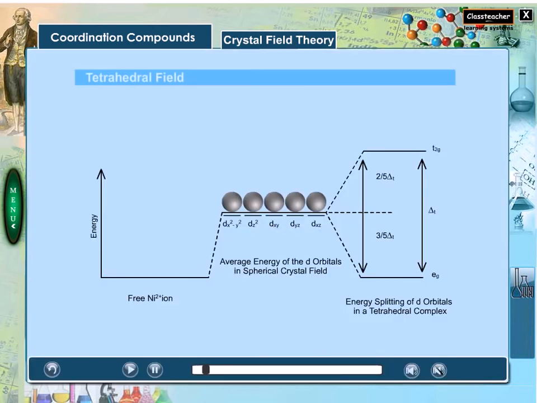Complete the d orbital splitting in a tetrahedral field by dragging the respective orbitals as indicated.